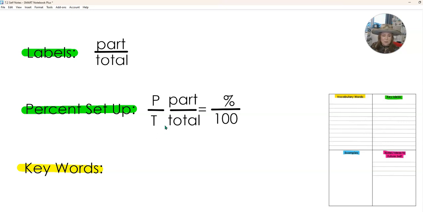So now some keywords that we're going to look for to identify which one is the part and which one is the total. The part, you're going to oftentimes look for the word "is." This is what we have. This is what you got on your test. This is what the part is. And it's out of the total. So the "is" will go on top, the total, the "of" will go on the bottom. If I have 3 out of 4, 3 is what I have out of 4. So those keywords just help me know which one's the part, which one is the total.